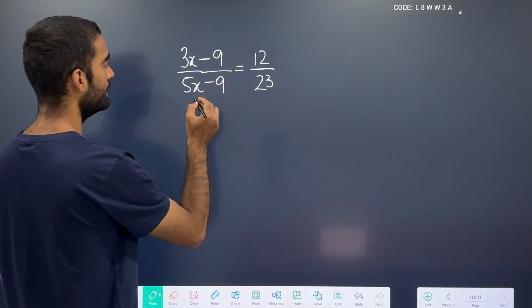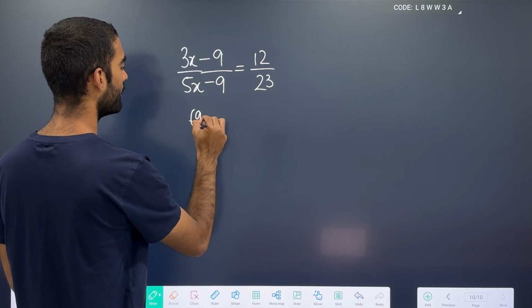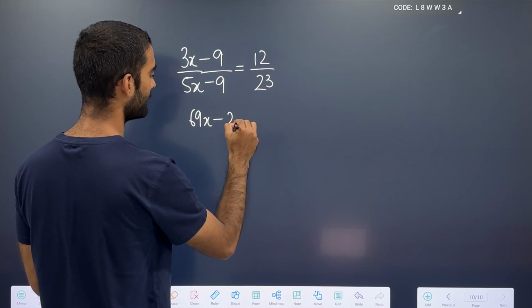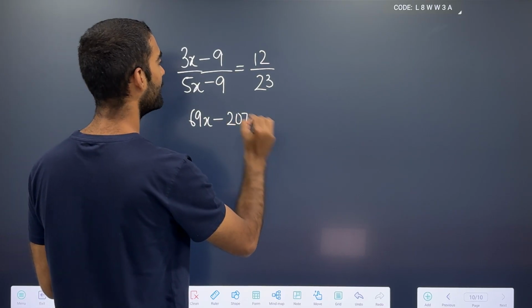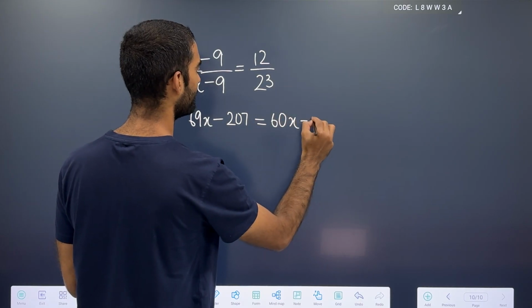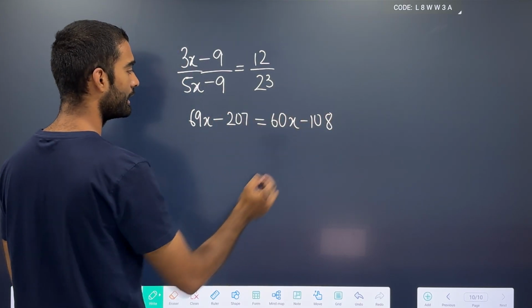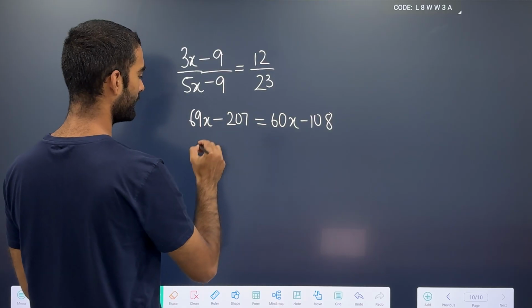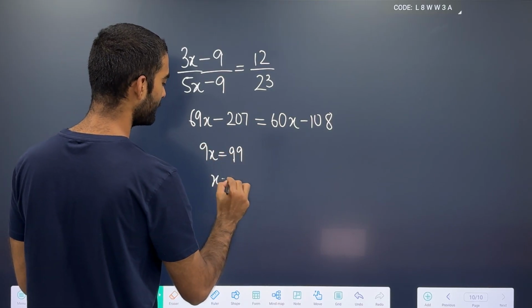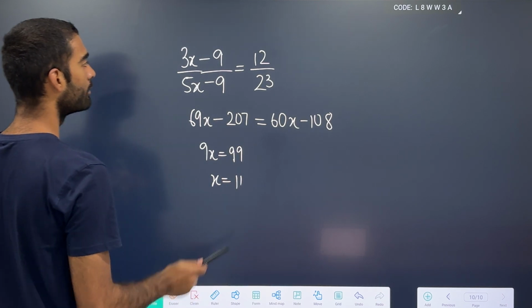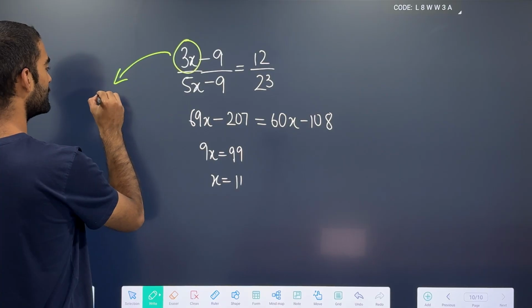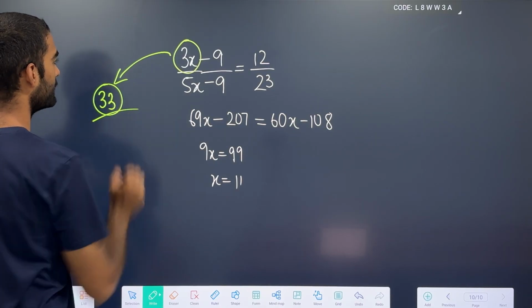Now 23 into 3 is nothing but 69. And 23 into 9 is nothing but 230 minus 23, that is 207. And 5 into 12 is 60x. And this is nothing but 108. If you take it that side, it's going to be 99. And if you take it this side, it's going to be 9. So 9x is equal to 99. That means x is equal to 11. The smaller of the numbers is nothing but 3 into 11, which is 33. And this is your answer.